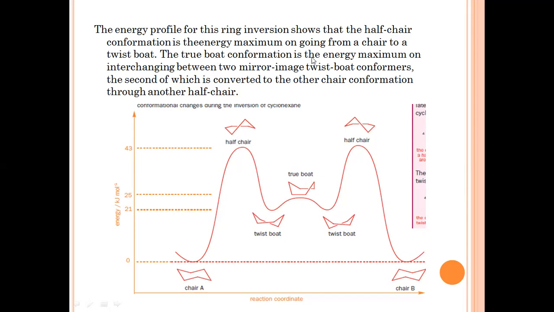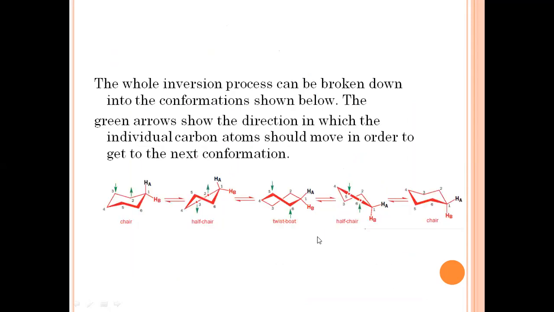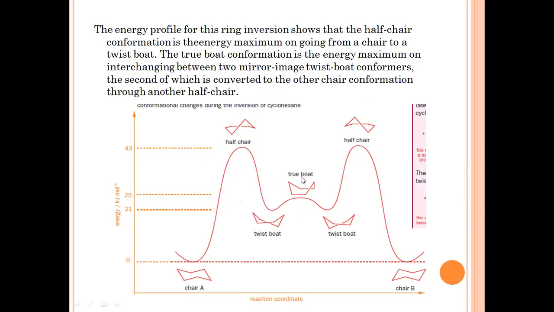So the true boat conformation is this one. This true boat conformation is an intermediate level in between the two twist boat conformations of different carbon atoms. The true boat conformation is the energy maximum in between these two twist boat conformations, interchanging between the two mirror images of the twist boat conformation. These two twist boat conformations form in between the change in conformation, and both of them are mirror images.